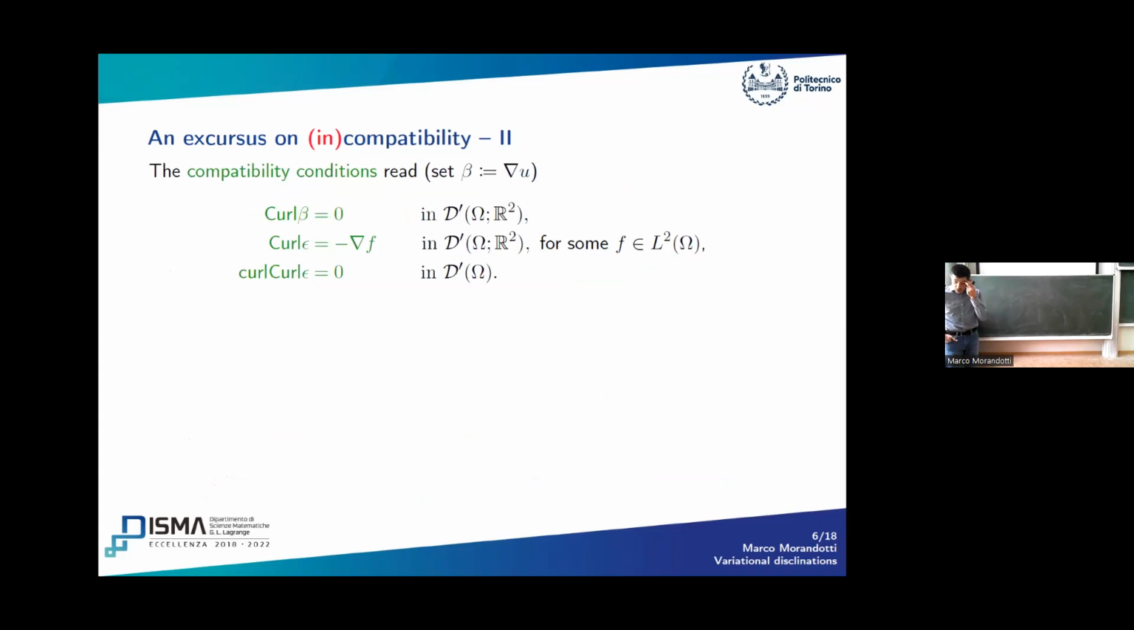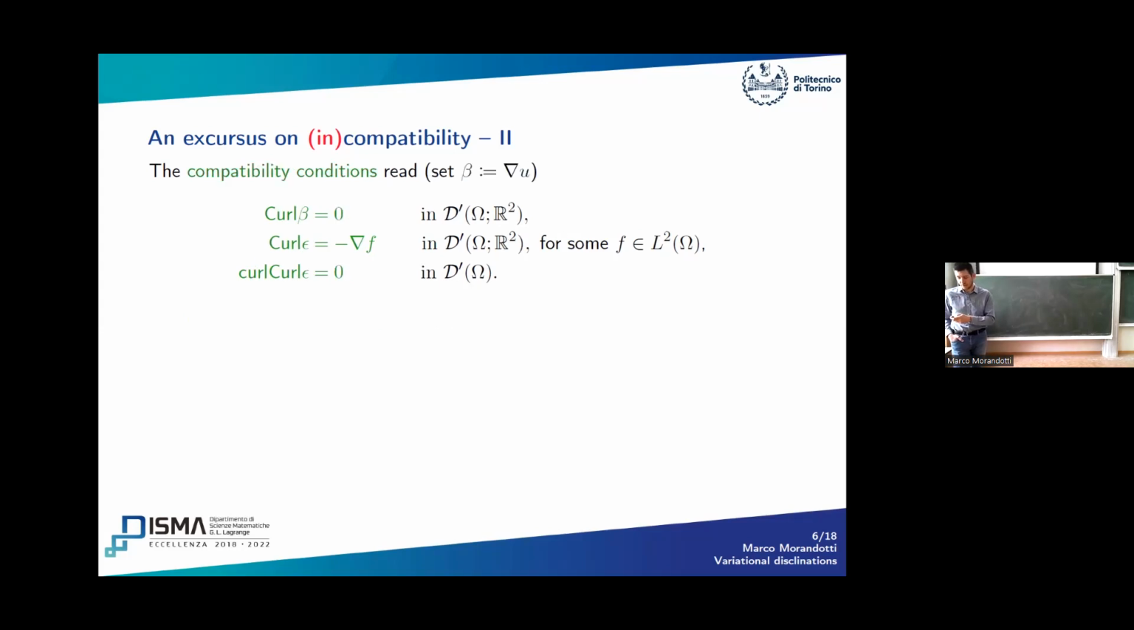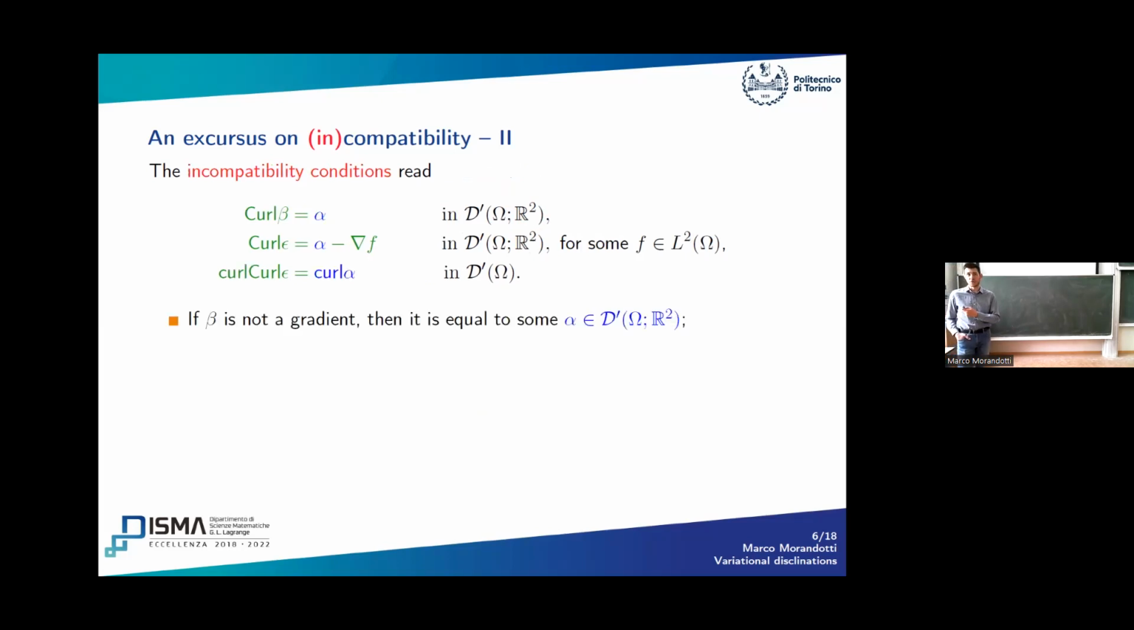So if we write this again in the following way, we were talking about the curl of beta before, and the 3 conditions that I wrote before are like this. If everything is fine, if the material is sound, these are the compatibility conditions. But if we assume, as physicists would say, that beta is not a gradient, so this condition, beta equals the gradient of U, fails, then it's not true anymore that its curl is equal to 0. Its curl must be equal to something, which we require to hold in the sense of distributions. And this alpha in principle is a distribution.